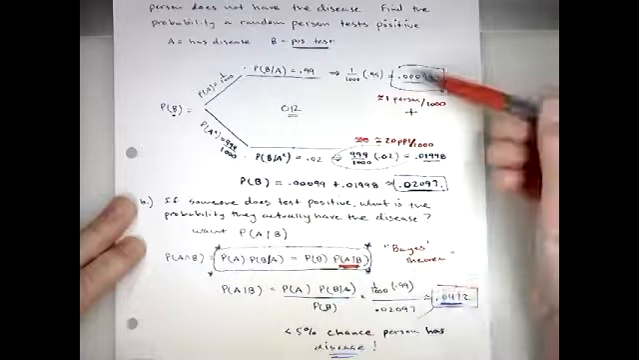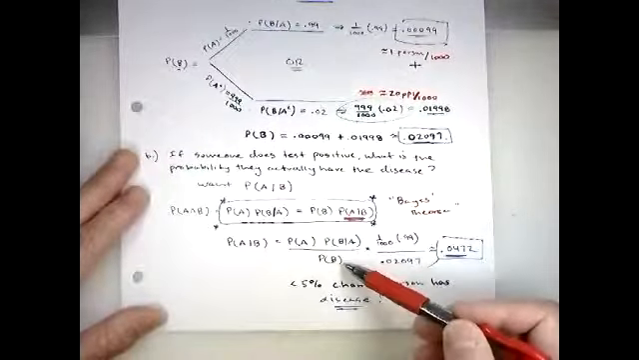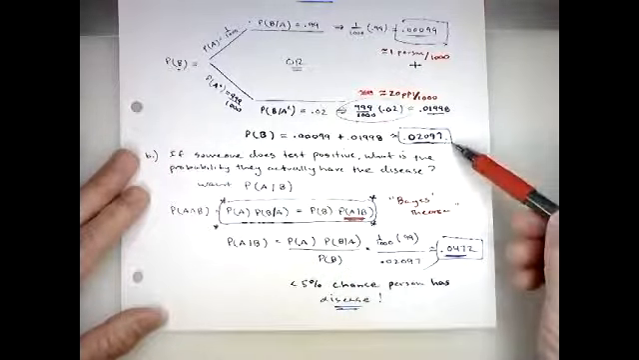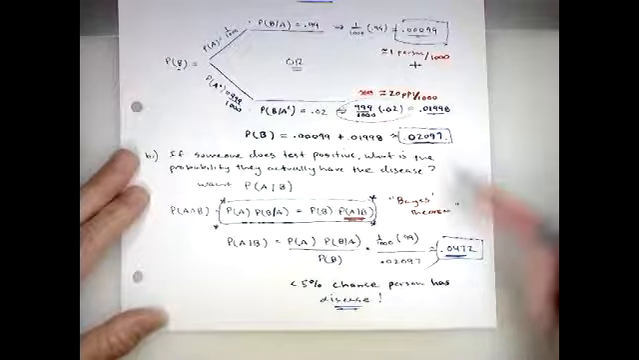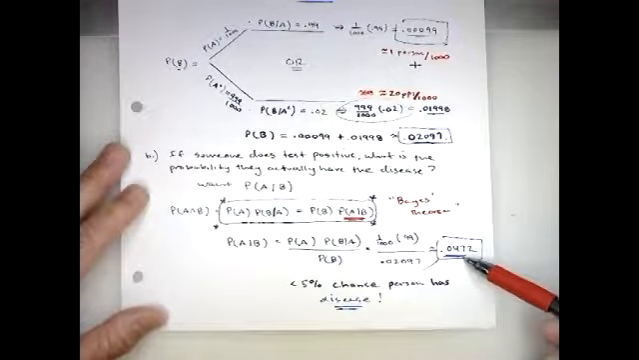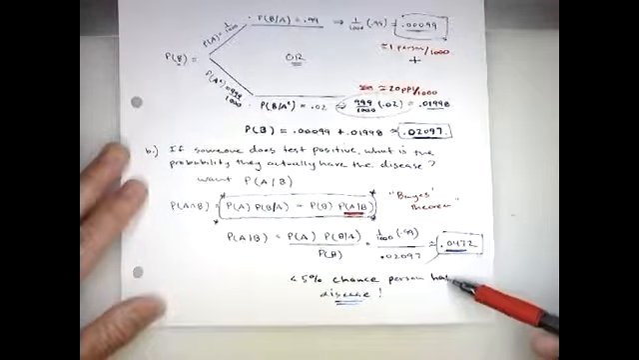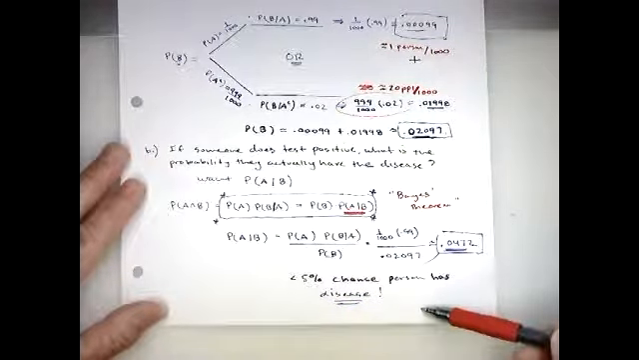So we already worked that out. That is 1 over 1,000 times 0.99. Then I have to divide that by the probability of B, which is what we worked out as our total probability of testing positive. And if you work that out, you get 0.0472, which is less than 5% chance that the person actually has the disease.